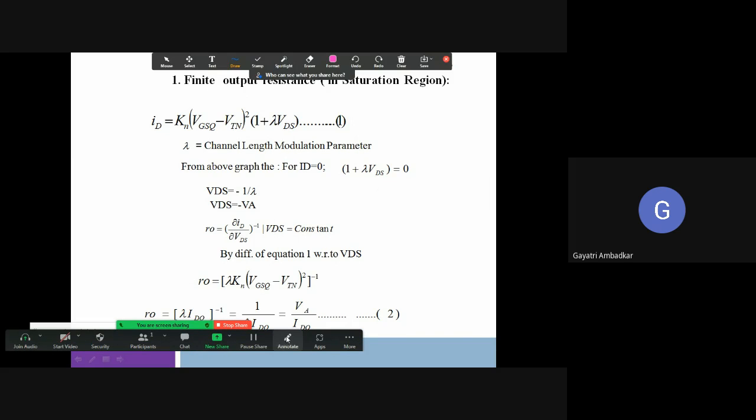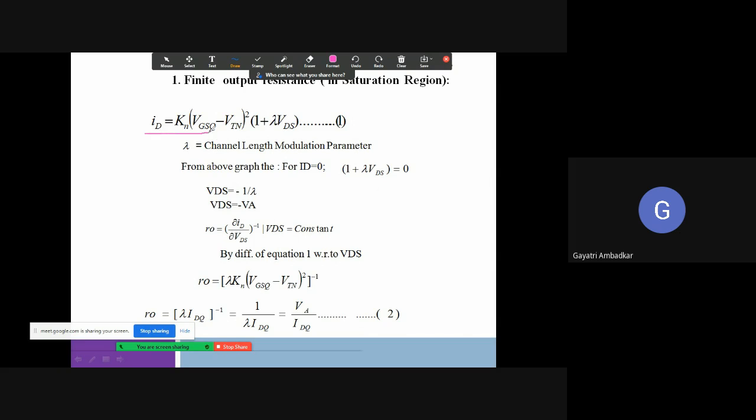So let me first talk about it. You know the current in the MOSFET when it is in saturation is given by ID equal to Km times (VGS minus VT) squared. This condition is true only in the saturation region. But ideally, ID also depends on VDS.